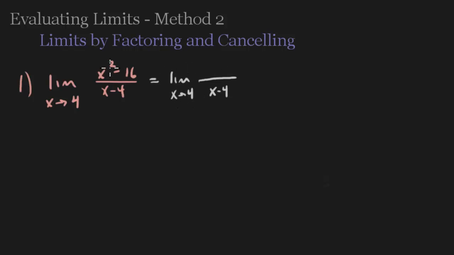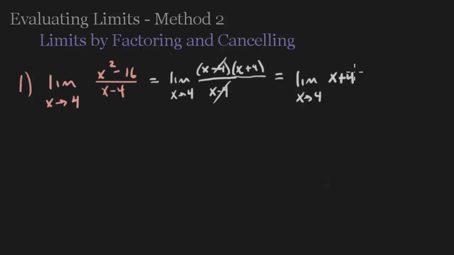So does x minus 4 factor out of x squared minus 16? It does, because that's a difference of squares. So when you factor x squared minus 16, you notice that these will divide out. And what you have left is the limit of just x plus 4.